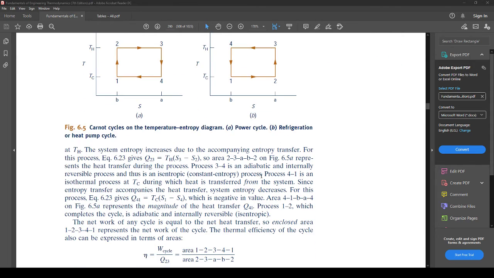All right, so then it says, once again, process 3-4 is adiabatic and internally reversible. Process 4-1 is an isothermal process at TC, during which heat is transferred from the system. Since entropy transfer accompanies the heat transfer, system entropy decreases. So right here you can see from 4 to 1, we went from A to B, and we lost heat here.